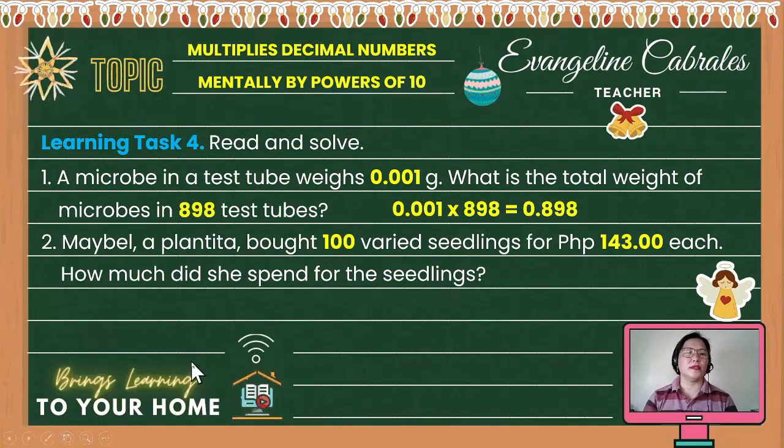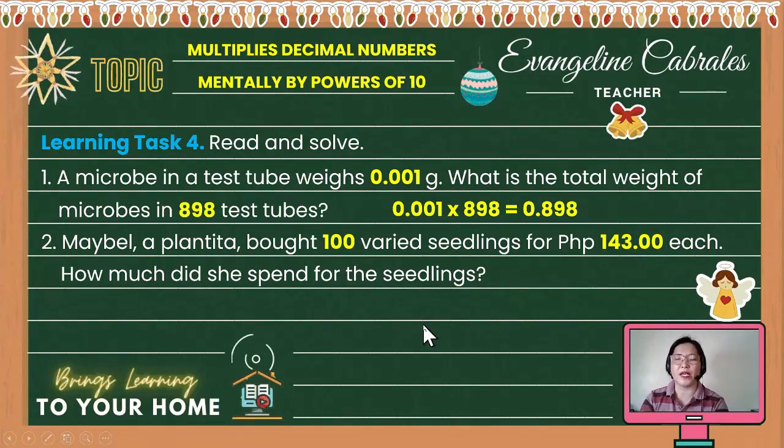So how about this one? Maybell, a plantita, bought 100 varied seedlings for 143 pesos each. How much did she spend for the seedlings? So, magkano raw ang nagastos para sa mga seedlings na binili ni Maybell? Ito ay 100, ito ay 143 pesos. So, paano ang movement ng decimal point dyan? Papunta saan? Tama, papunta sa kanan dahil ito ay whole number. Ilang beses? Tama, 2. Bakit? Dahil may 2 0.